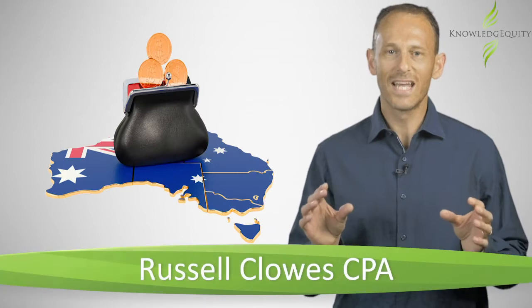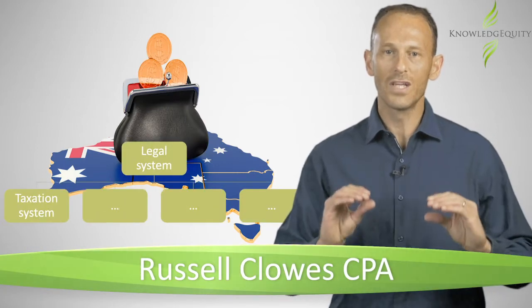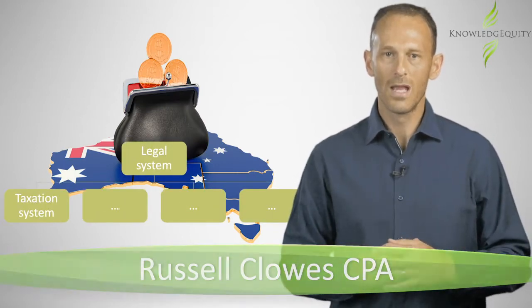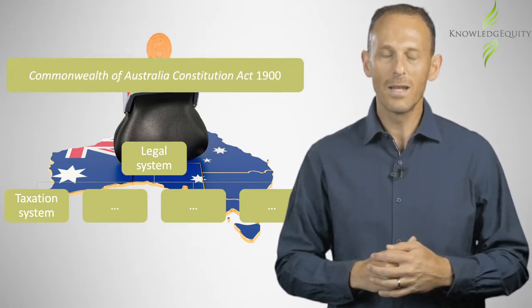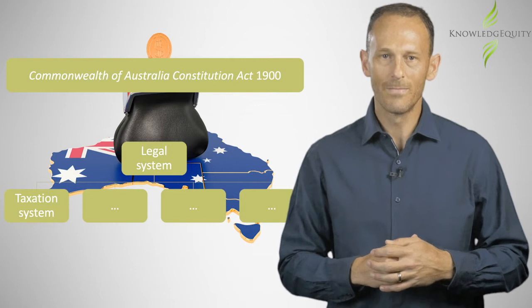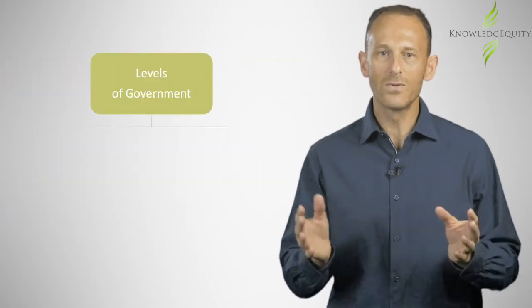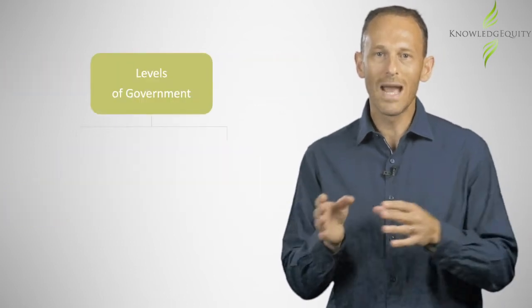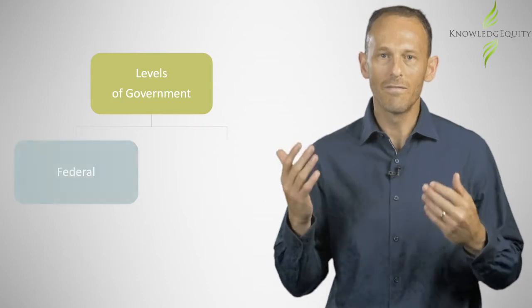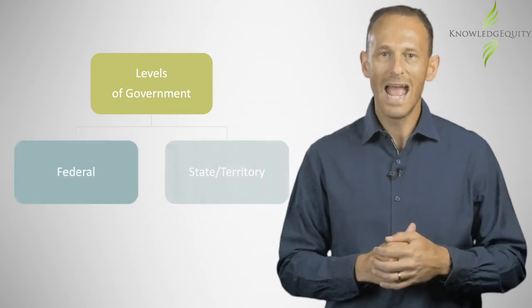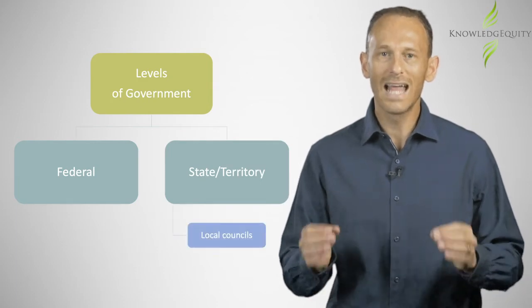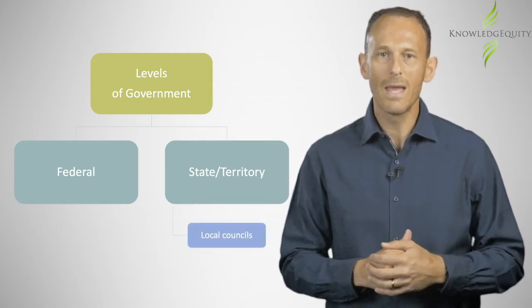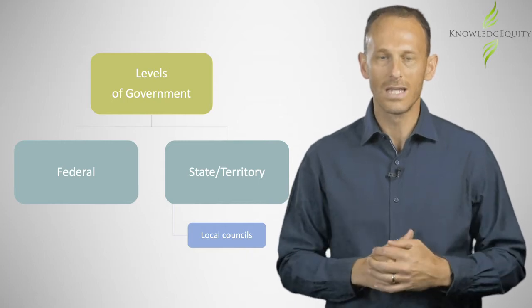The Australian taxation system is a subset of the Australian legal system. The overarching rules regarding the Australian legal system are dictated by the Australian Constitution. Australia has a federal system of government with two main levels of government, being the federal or national government and the state and territory governments. A third level of government are local councils, which are given their power by the state or territory government.